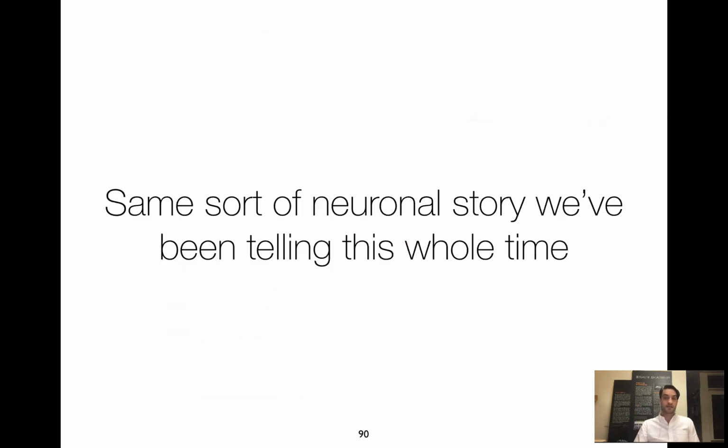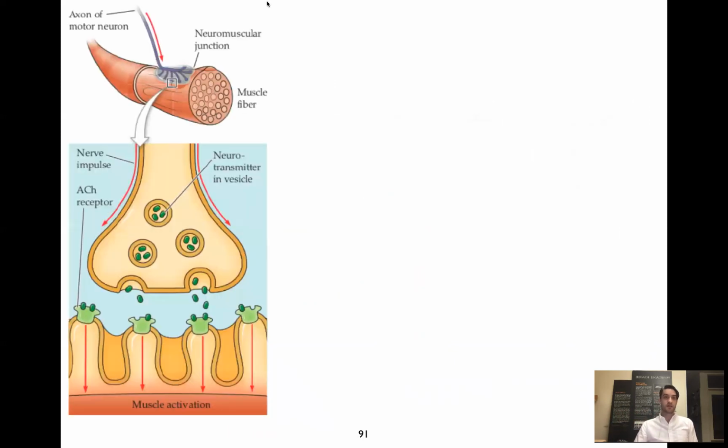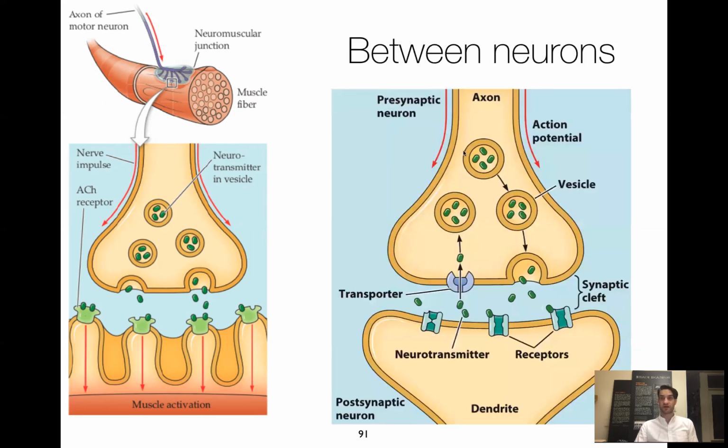And it really is the same sort of neuronal story that we've been telling this whole time, okay? Because you have a synapse between the axon and the muscle that looks really similar to when you have an axon meeting a dendrite, okay? Because when an axon meets a dendrite, it looks like this. And aside from a couple of little things, if I label this not as muscle activation, but just as a dendrite, it could actually pass as a dendrite because it's really the same sort of principle.